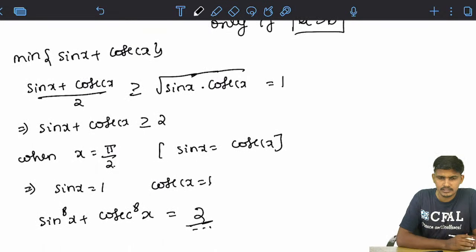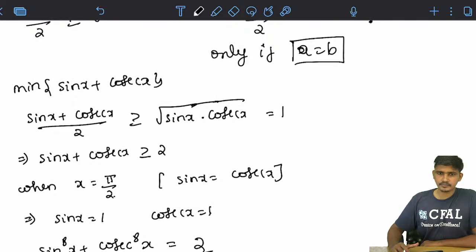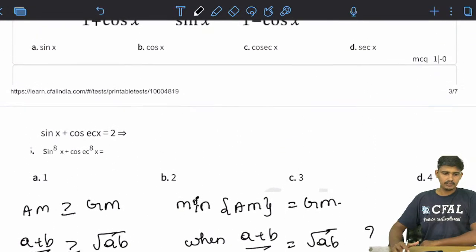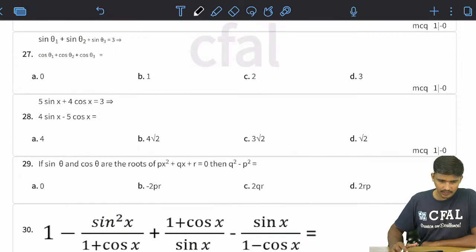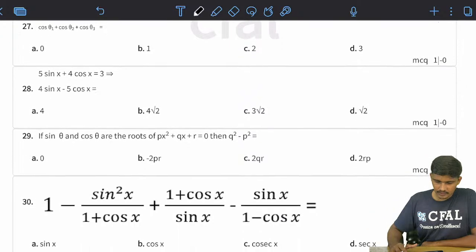I hope this is clear. Is that okay? Please feel free to interact in the chat. If that is okay, we'll move to the next question, that is the 29th question. We'll go to the 29th question.